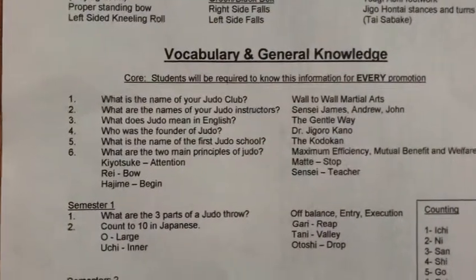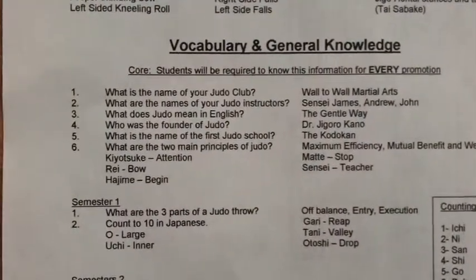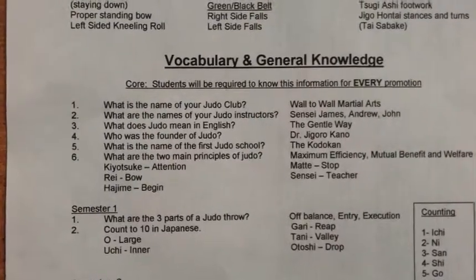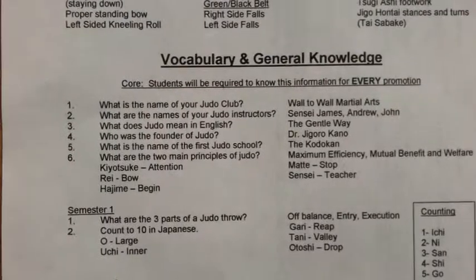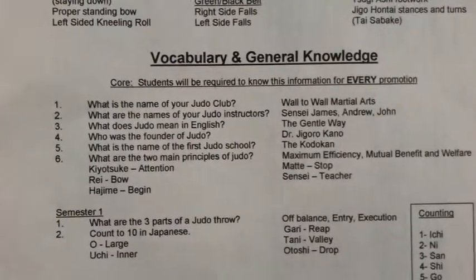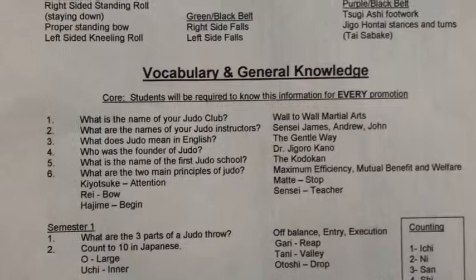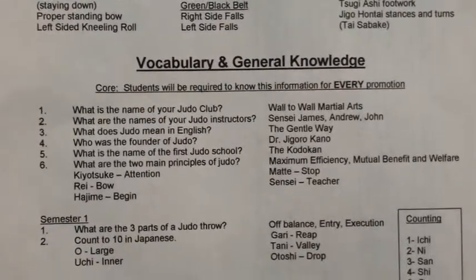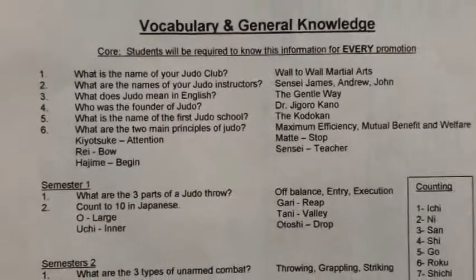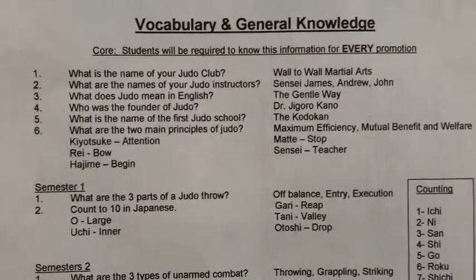We're going to go over the vocabulary and general knowledge requirements for this first semester of 2014. This will be January through April. Here you can see the core material at the top, which is what all students are required to know at every promotion level. These are the main requirements for vocabulary and general knowledge to get the yellow stripe. Right below there is semester 1, which is what we're working on today.